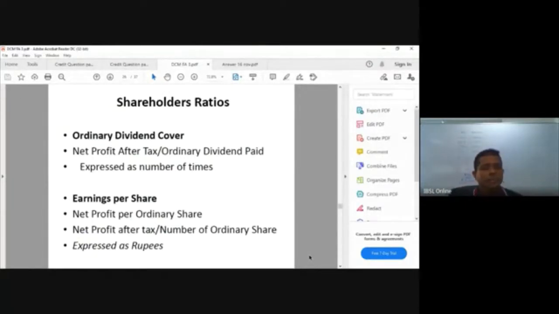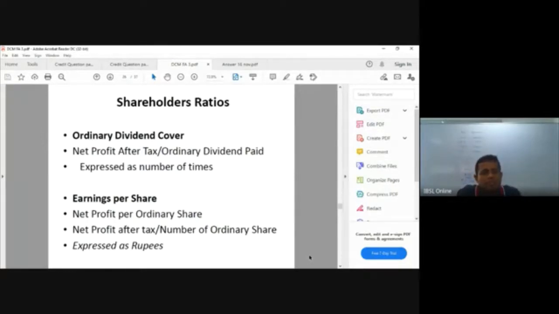Then shareholder relation ratios, or investor relation ratios. We will take them one by one. First one is the ordinary dividend cover. This is how many number of times from the profit you have declared your dividend, right? You can calculate it very easily. Take the net profit after tax, take the ordinary dividend, then divide the net profit after tax by the dividend, right? Higher the number of times, better it is.